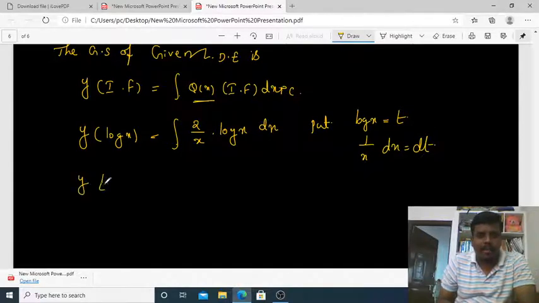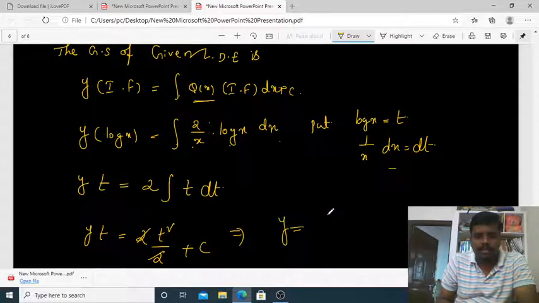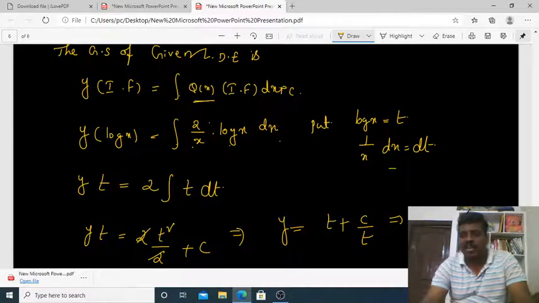Now y t equals 2 integral t dt. Here 1 by x dx equals dt, and log x is t. Now y t equals 2 t square by 2 plus c. The 2 cancels. Now y equals t plus c by t. What is t here? Log x. So y equals log x plus c by log x is the general solution of the given differential equation.